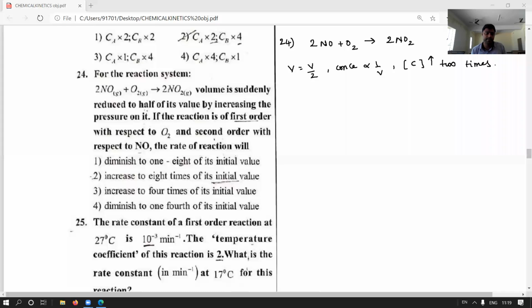Okay, students, if the volume is suddenly reduced to half, the pressure on it is increased. If the reaction is first order with respect to O2 and second order with respect to NO, so n is equal to 1 with respect to O2 and n is equal to 2 with respect to NO. So what is the rate expression? They ask by how many times the rate of the reaction will be increased compared to the initial value.